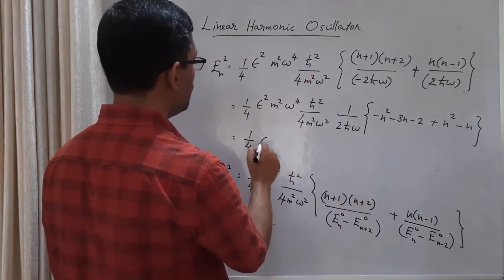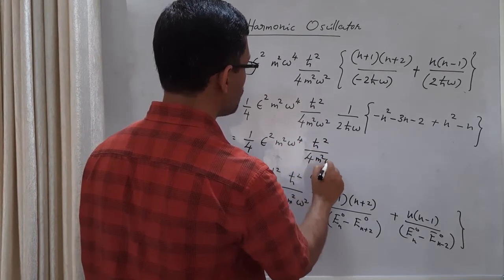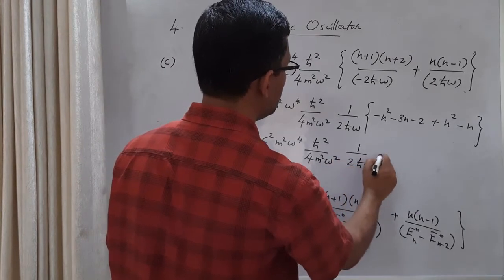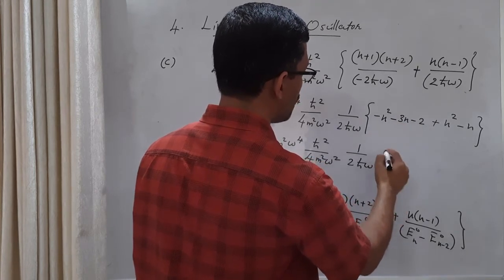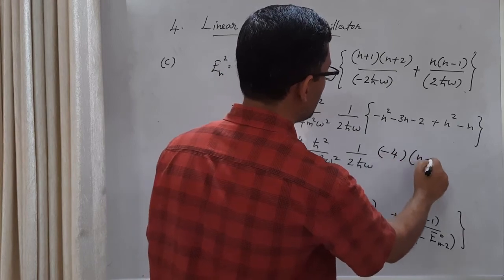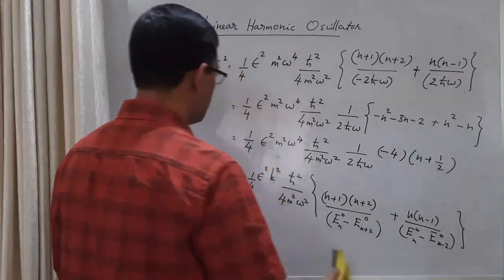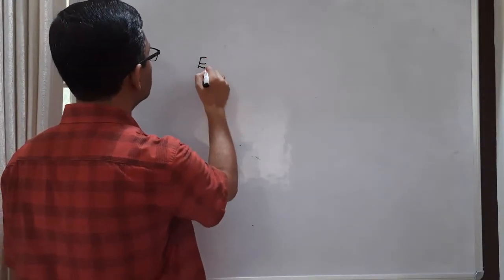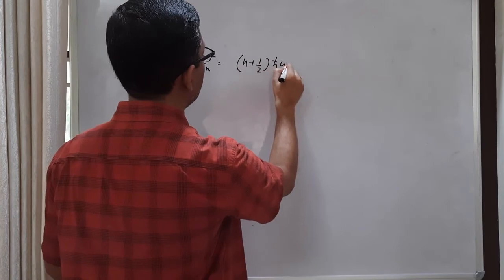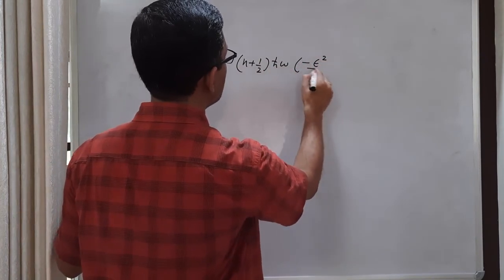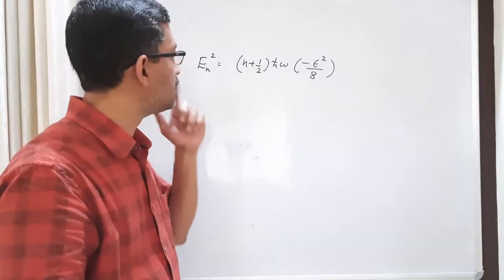So 1 by 4 epsilon square m square omega raised to 4, h cross square divided by 4 m square omega square, 1 by 2 h cross omega, what I said, minus 4n minus 2. I will take a minus 4 outside, so minus 4 into n plus half, in order to get this n plus half form. Okay, so finally let us simplify all these things. That En2 is, if you simplify all the terms, n plus half h cross omega into minus epsilon square by 8. Try simplifying all the terms in the previous expression, you will get this.